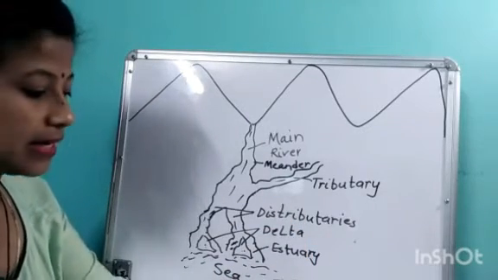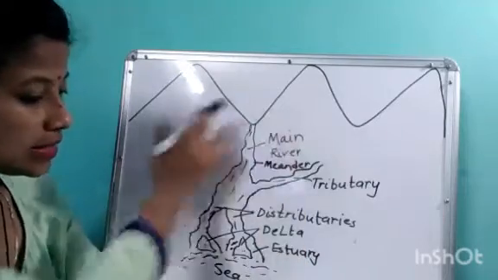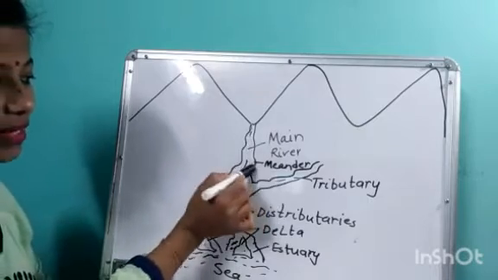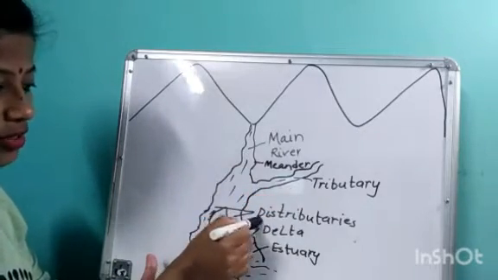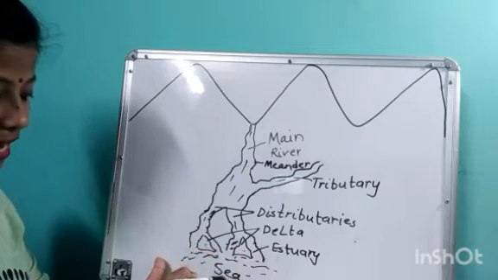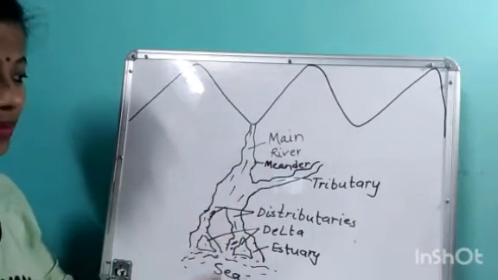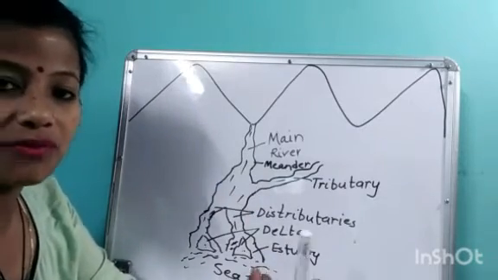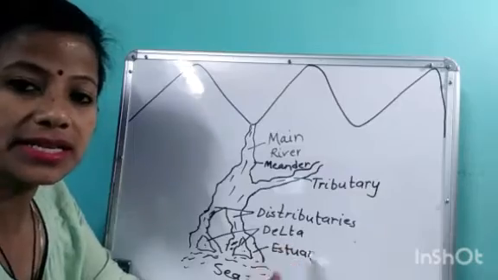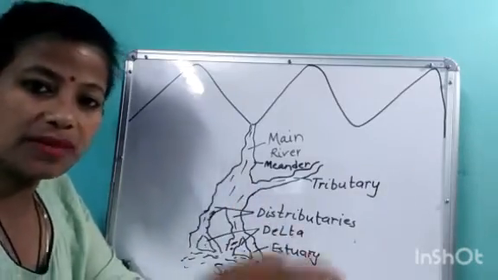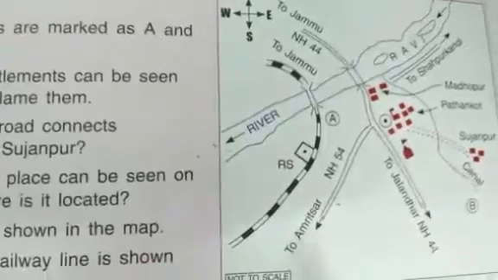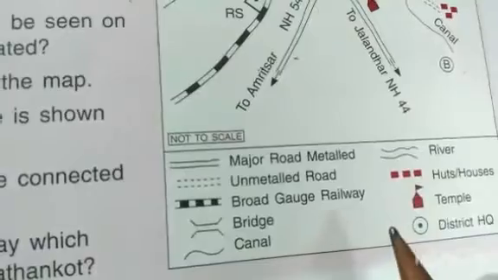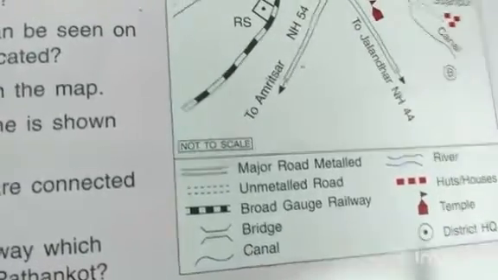Okay. This is called the drainage basin. Main river, then meander, tributary, distributary, delta, estuary and sea. Okay. These are very important. So you all have to revise and understand this diagram. Okay. This is a map, and here are signs and symbols.